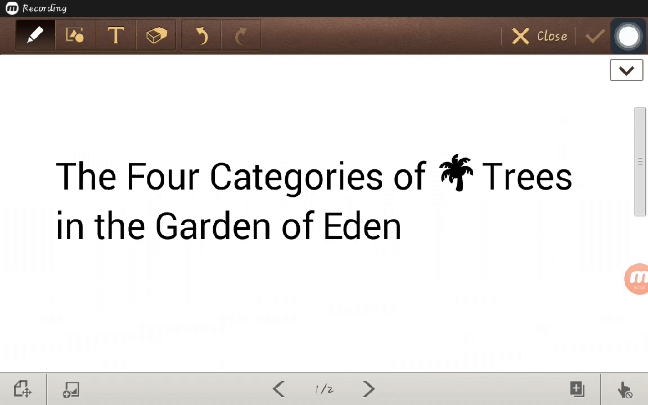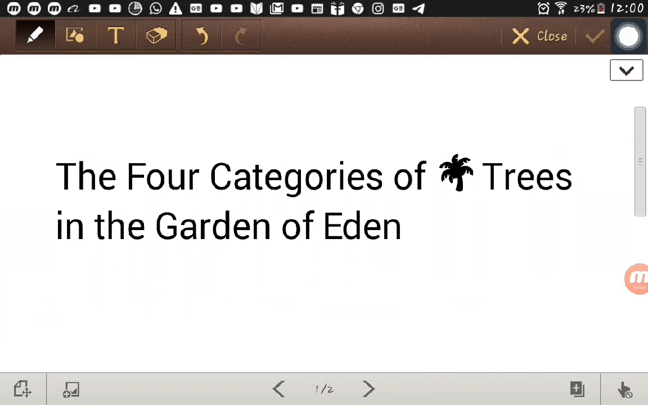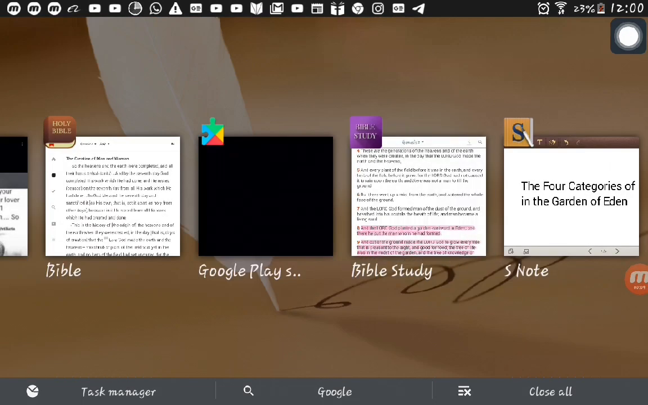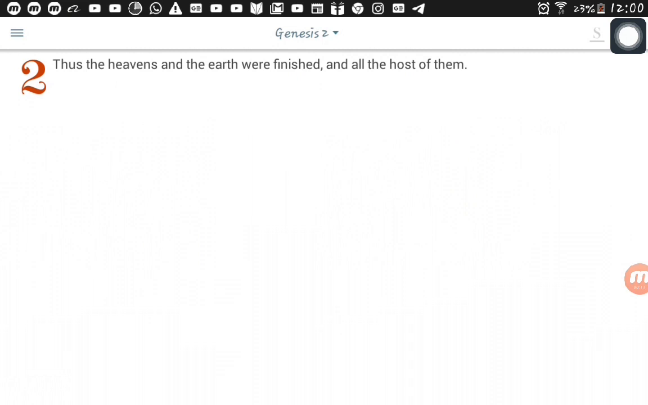Category of trees in the Garden of Eden. The four categories. We begin from Genesis chapter 2, verses 8 and 9.